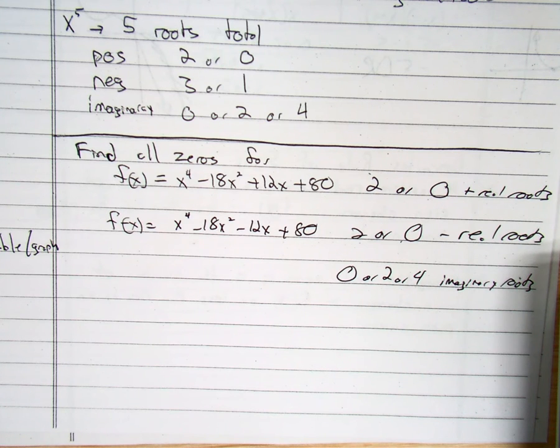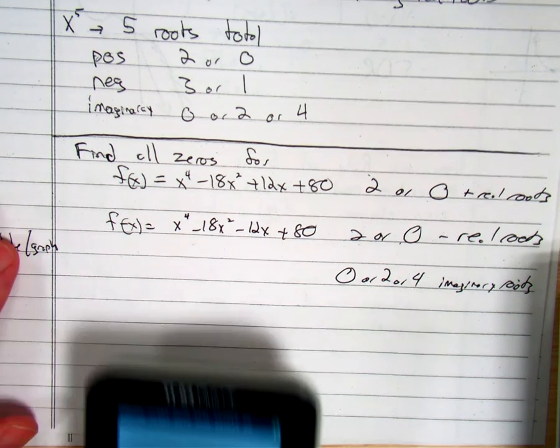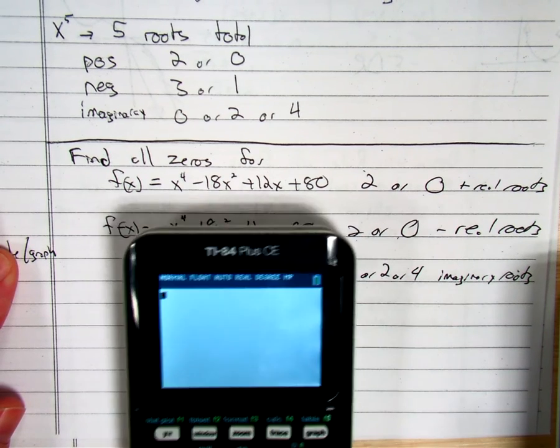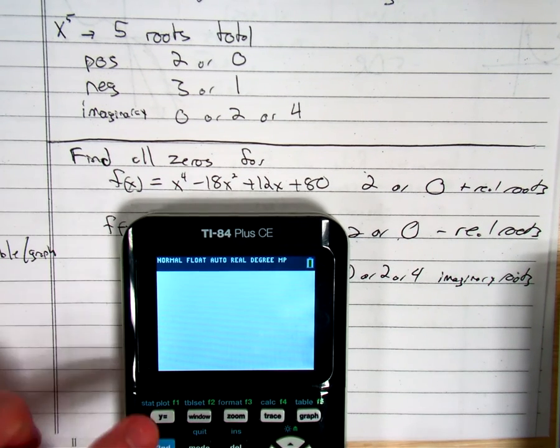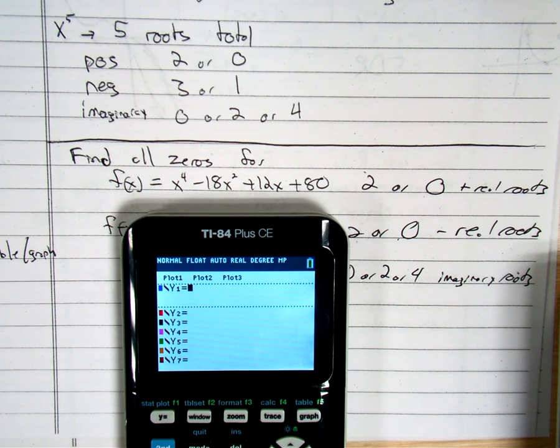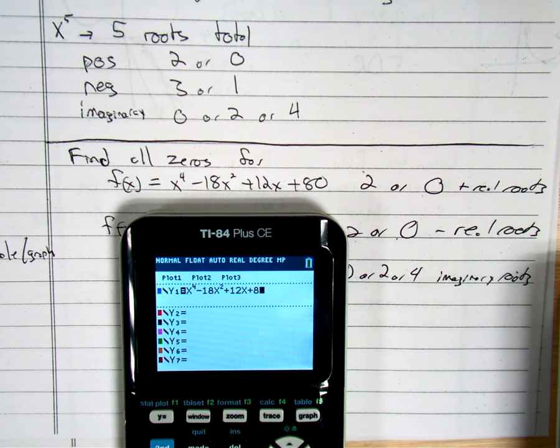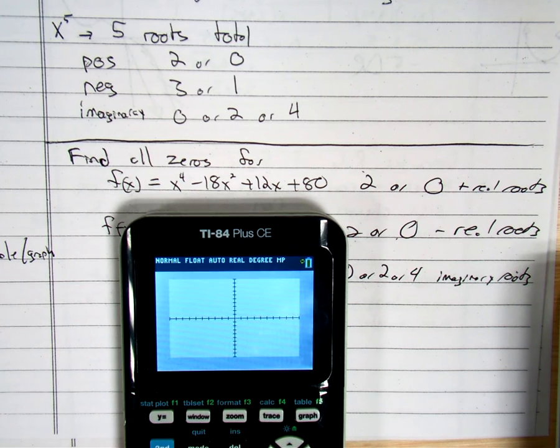It's the year 2020, we got these fancy graphing calculators. Let's find out. Cover up that negative x one. We're going to graph the original. So this is what you guys need to do. Graph the original. X to the fourth minus 18x squared plus 12x plus 80. Graph.